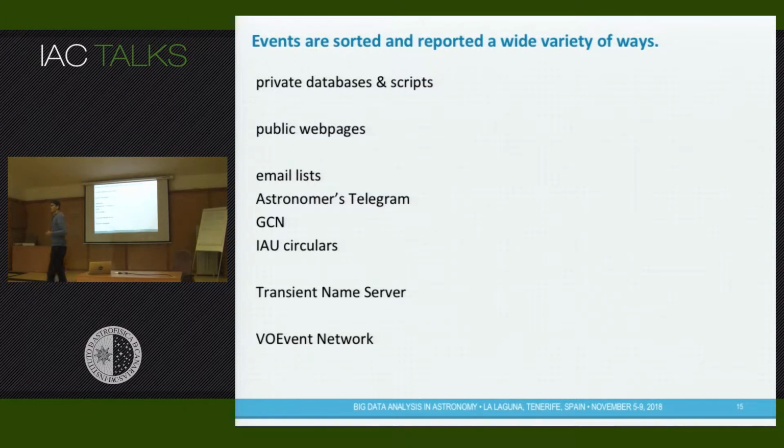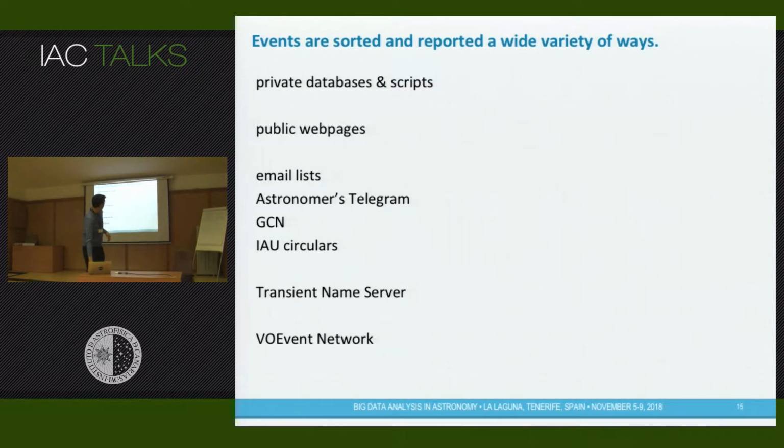So how are these events reported today? There's a wide variety of ways. It starts with anything from private databases and scripts. So somebody has a database usually exposed through some website. Mailing lists. Sometimes you get alerts through mailing lists. There's something called the Astronomer's Telegram. It's also a mailing list and a website.